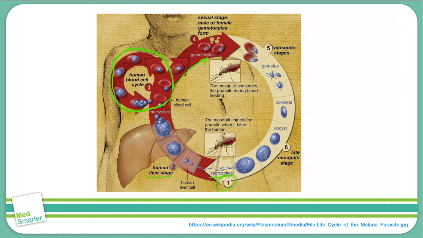At this point, if someone receives a mosquito bite, the mosquito will actually draw the infected blood with the gametocytes into itself, where it will then undergo the mosquito stage of the parasite and form oocysts.